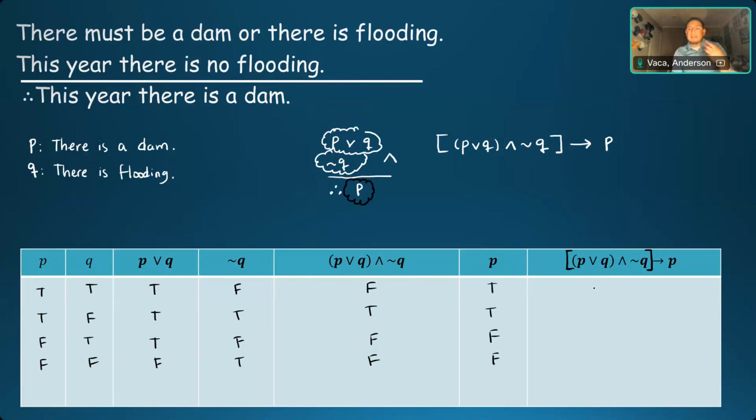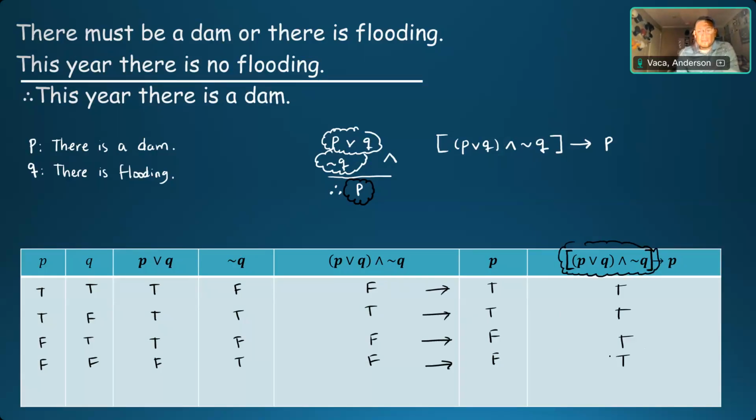We are writing the conditional statement where the first part of the conditional is the premises put together with the connective and, and the second is the conclusion. So remember, it's a conditional, so we're going in this direction. If false, then true, that is true. If true, then true, that is true. If false, then false, that is true. If false, then false, well, that's true.